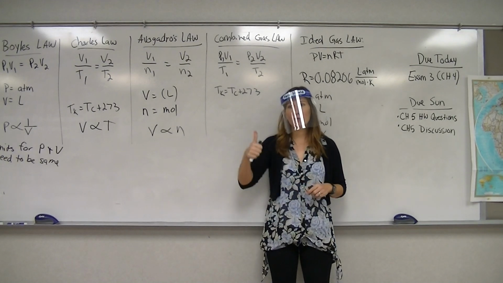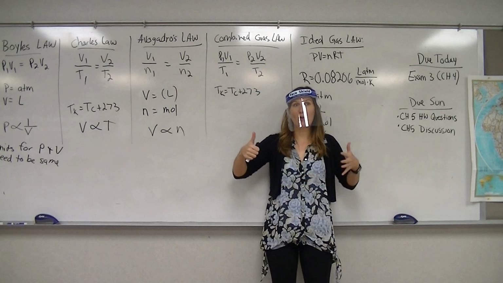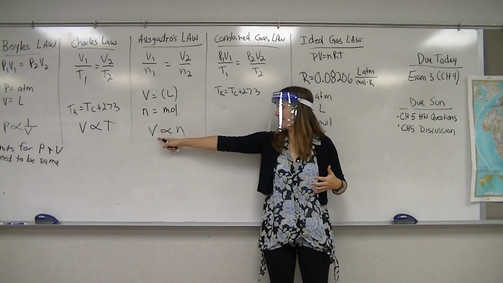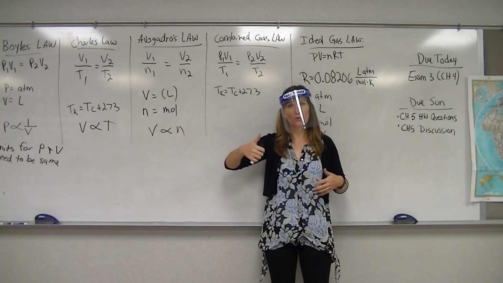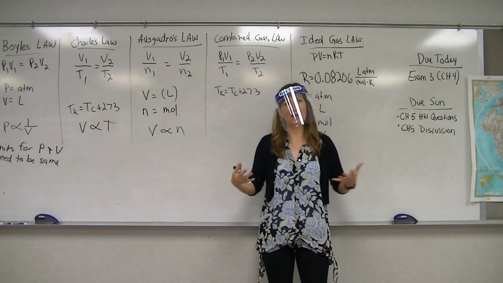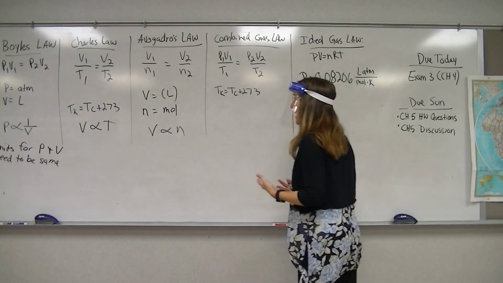So if the amount of moles goes up, what that means is we have more atoms. And more atoms are going to take up more volume. So if the moles go up, the volume goes up because the atom amount is increasing. More atoms are being added.